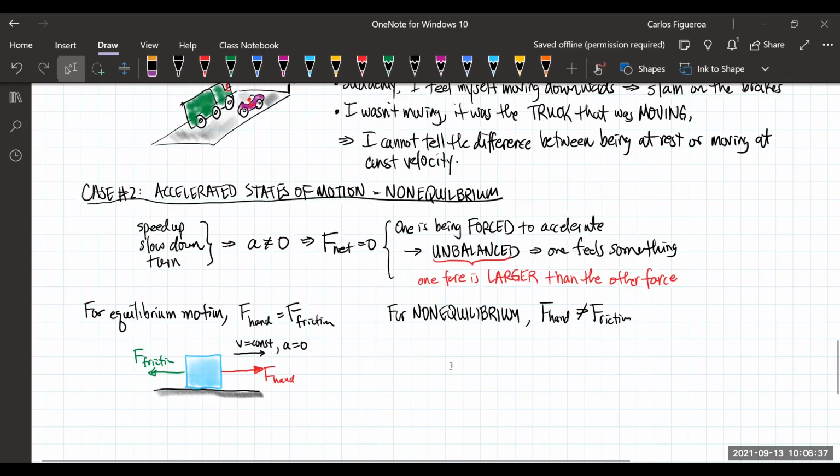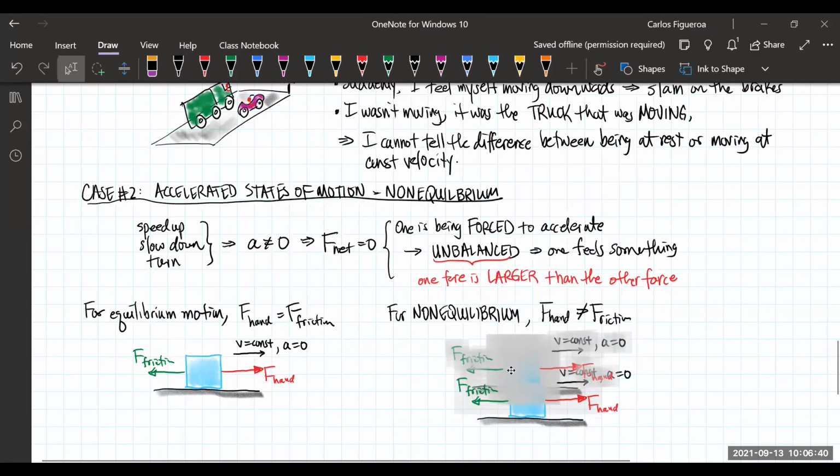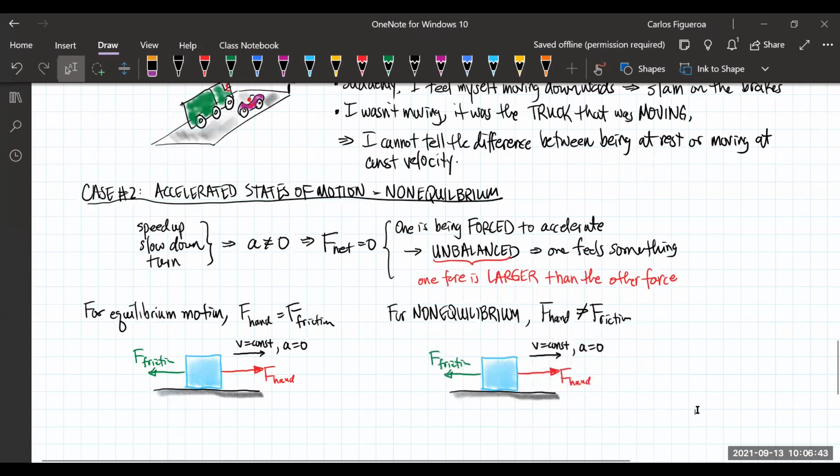So what I'm going to do here is take this picture and modify it. The only thing that I'm going to modify here is I'm going to assume that what I'm doing now is I'm going to speed up. So what that means here is that I have an unbalanced force. So what I'm seeing is that this is the force of the hand. So the force of the hand is bigger. And as a consequence, what happens? Since the force and the velocity are in the same direction, that means that the acceleration must be in the direction of that, and I'm speeding up here.